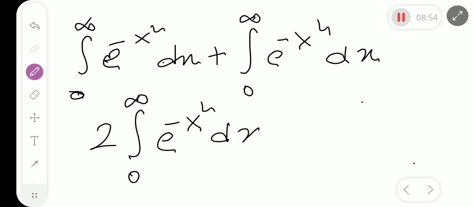Okay, yes, you can write like this, no problem. Yes, now this is something good, isn't it? It's really good to see that now it is from 0 to infinite. So we will now discuss the 2 times integration from 0 to infinite e to the power minus x square dx.